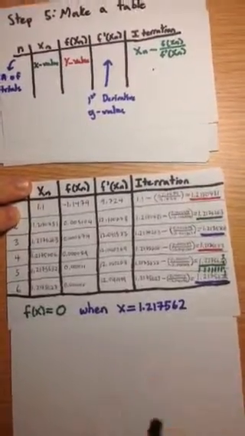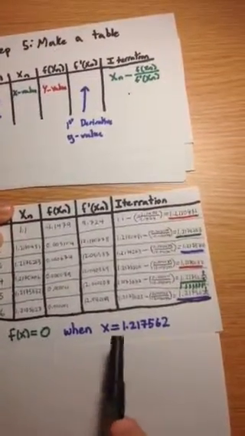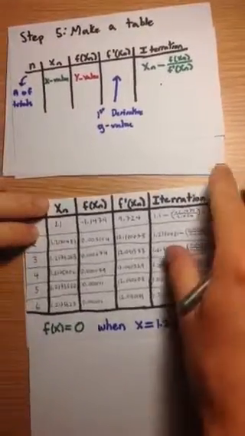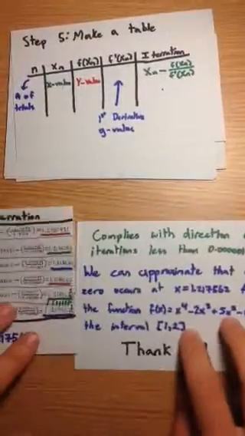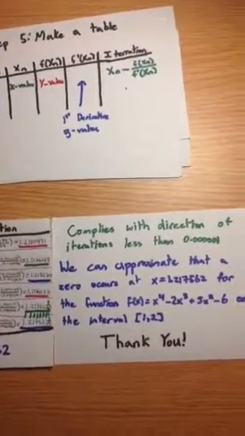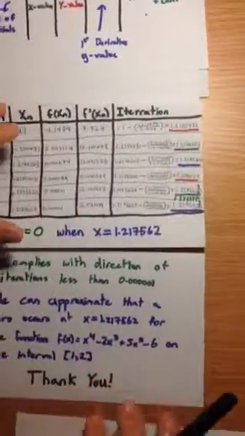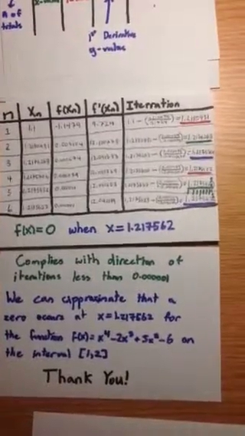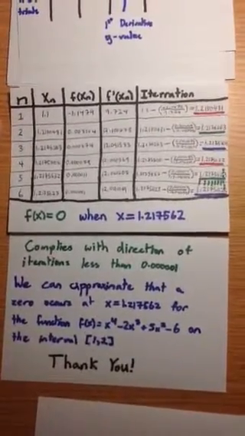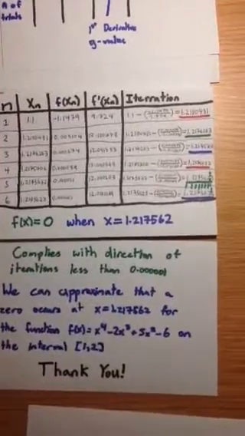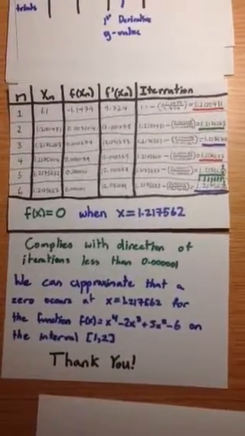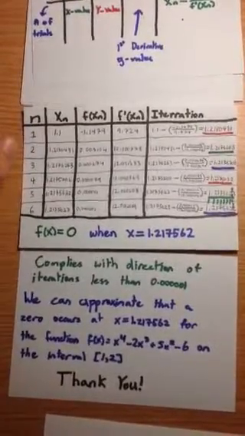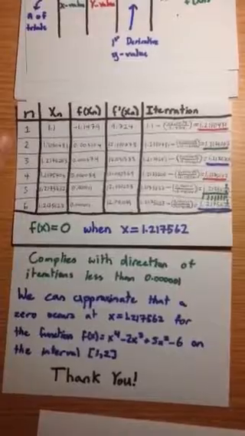So we can say that f of x is equal to 0 when x equals 1.217562. This complies with our direction of iterations less than 0.0001. We can approximate that a zero occurs at x equals 1.217562 for the function f of x is equal to x to the 4th minus 2x cubed plus 5x squared minus 6 on the interval 1 to 2.